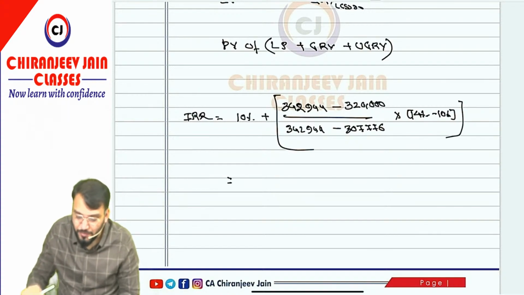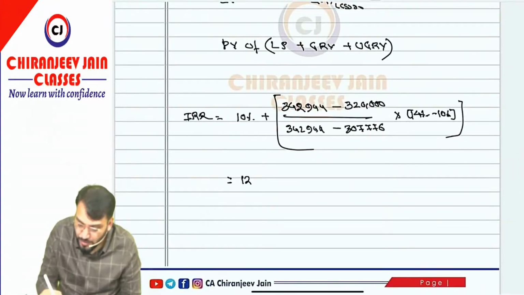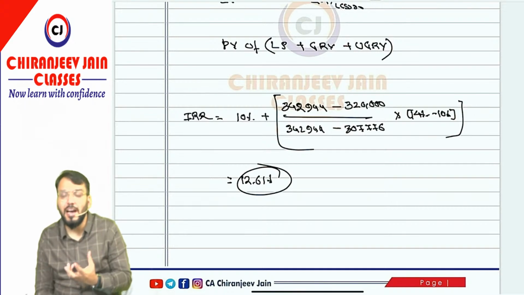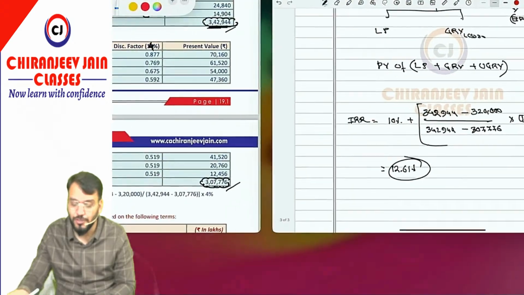As per the solving, we are getting 12.61. So answer will become 12.61%. So they may ask this type of question, which is nothing but IRR concept. Understood? Have you understood this point? This can be one possible question.